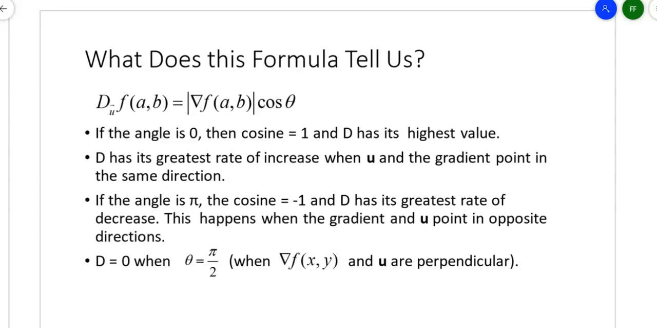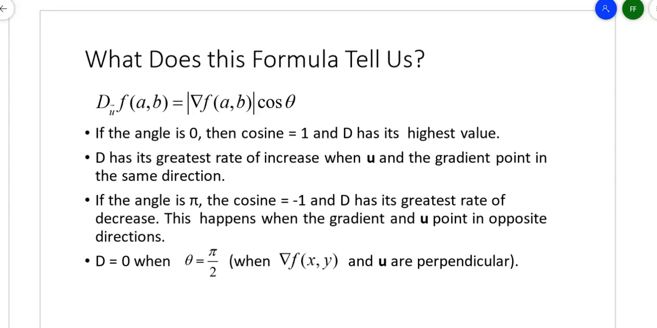Now, why is that helpful? Well, I've listed out a couple of things there. If the angle is 0, cosine is 1, that's when the directional derivative has its highest value. In other words, the greatest rate of increase happens when the direction vector and the gradient point in the same direction. The opposite is what happens if the cosine is -1, the angle is pi, and that's the greatest rate of decrease. So you've got to get three things out of this little slide here.